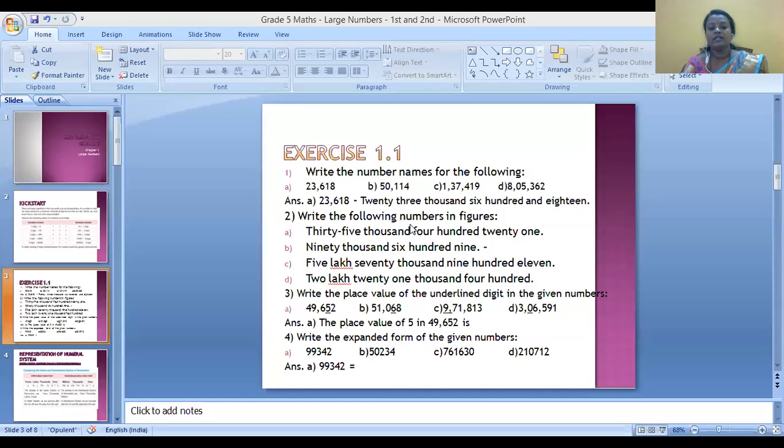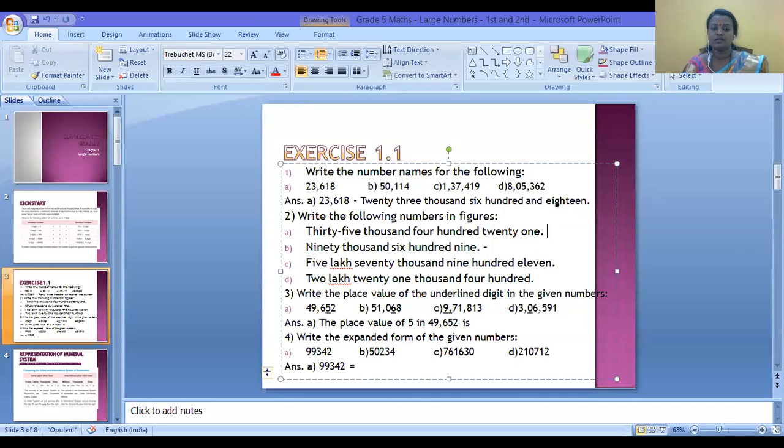That is, writing the following numbers in figures, we have the answer as 35,000. So you are separating by comma, 421. So this is the figure which is formed. Next we have 90,006. There is nothing in the tens place, so 0 and 9. Similarly, try for question C, 5,70,911, and D, 2,21,400.